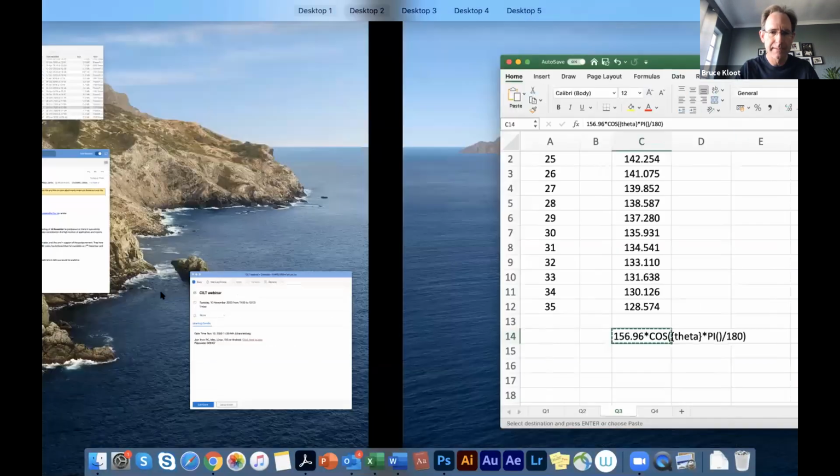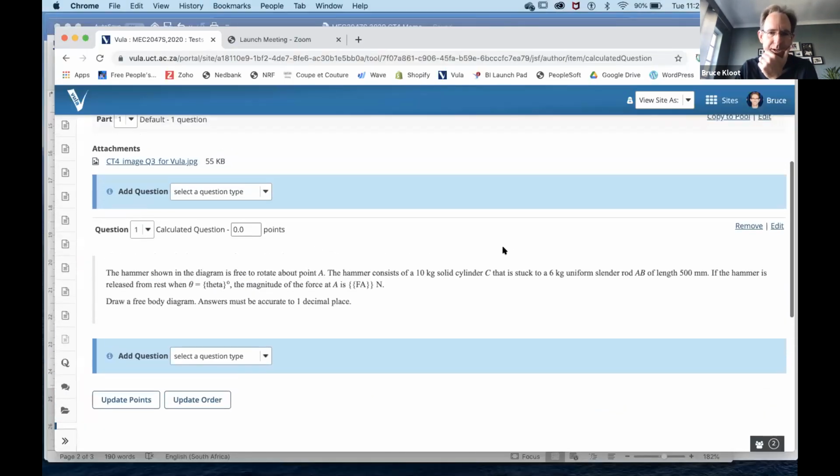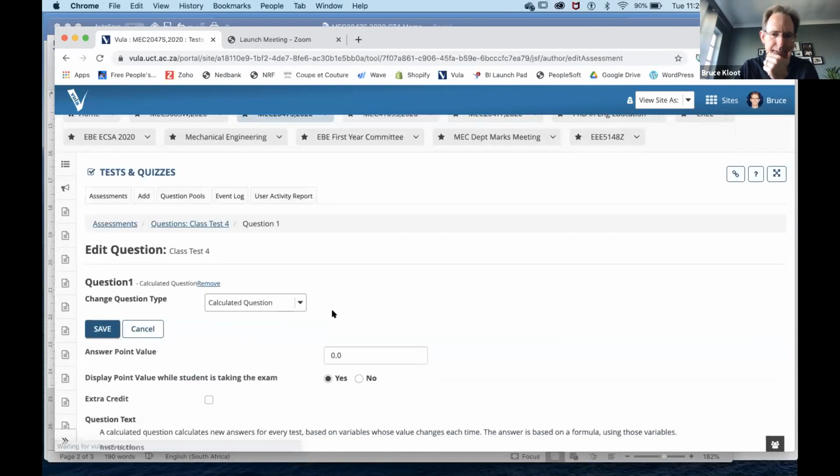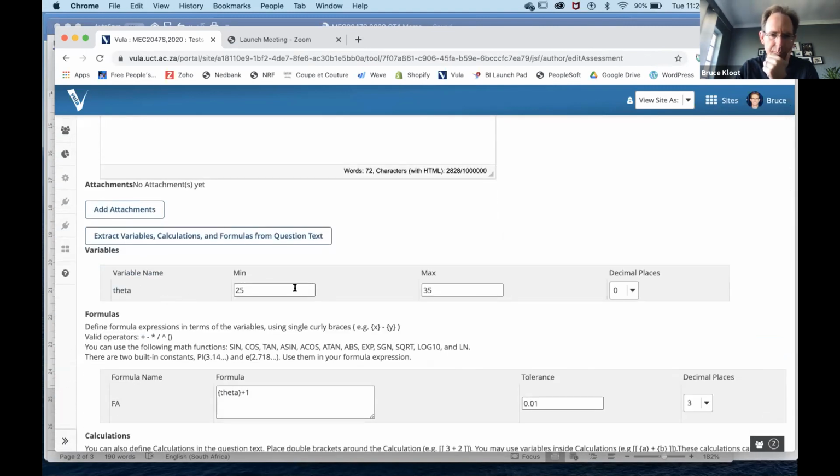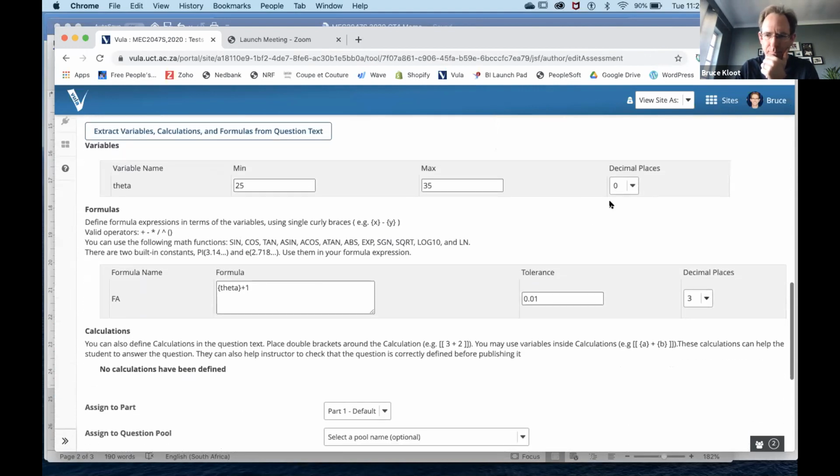So I go into Vula here, and I go back to my calculated question. So here's the question. I edit it, and I go down. Here is the variable theta, and I put it between 25 and 35 degrees, no decimal places. This was just a dummy variable, just to make sure everything was okay. And what I do is I replace that with my Excel syntax. The only difference is here, for pi, Excel needs an open and closed bracket after pi, but Vula doesn't. So you can actually take that out.